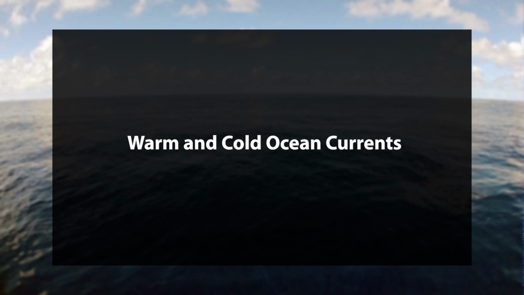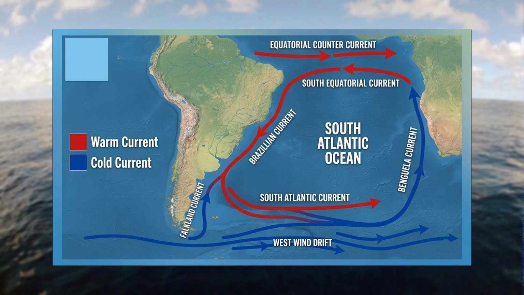Warm and cold ocean currents. Based on temperature, ocean currents can be classified as warm currents and cold currents. Warm currents originate near the equator and travel towards the poles. Naturally, they are warmer than the water in their travel area. Compared to this, the cold currents, as the name suggests, have a temperature less than the water where the currents travel. They originate near the poles and subpolar regions and move towards the equator.